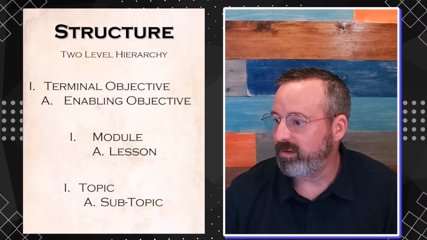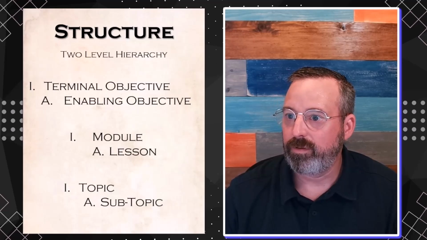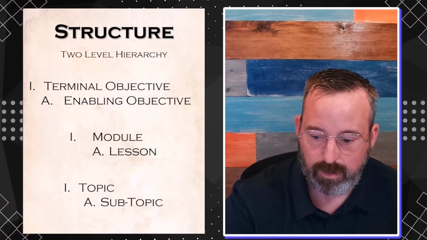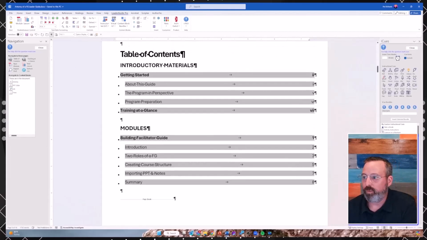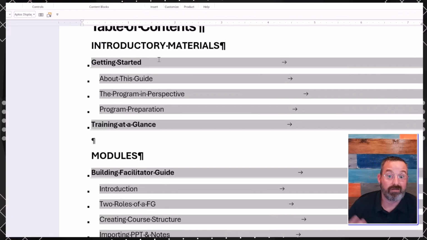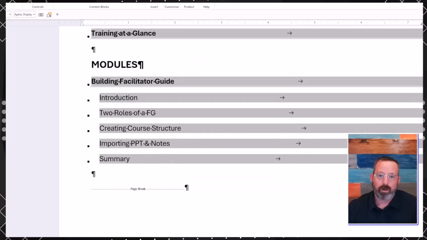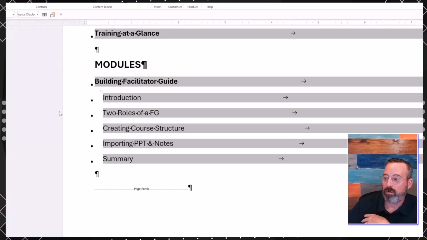If we were to look at this in a guidebook itself, let me get up to this real quick. Let's jump here. If we look at a table of contents, think of this like your course structure. Level 1 is my modules. Level 2 are my lessons.